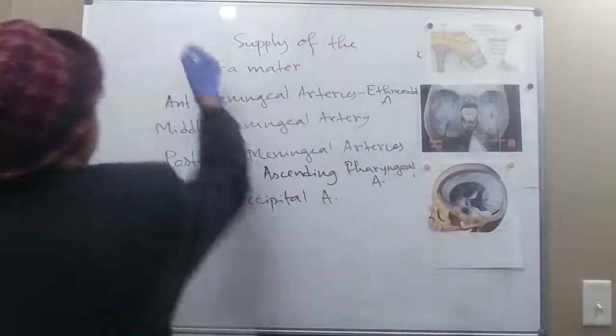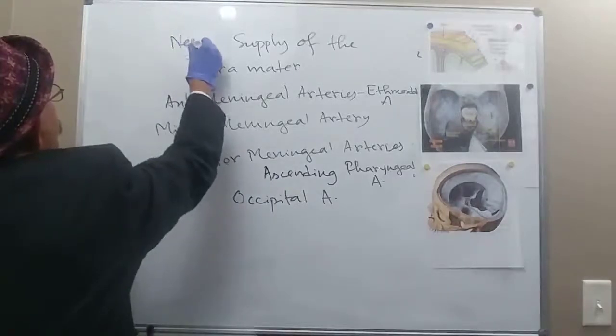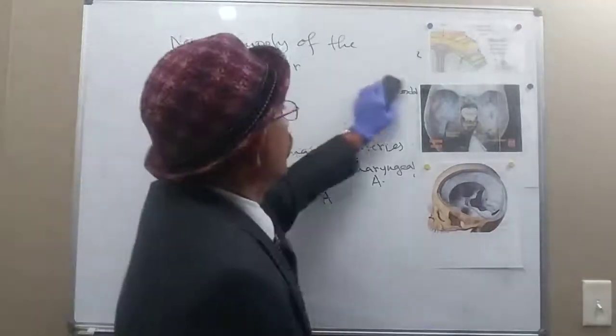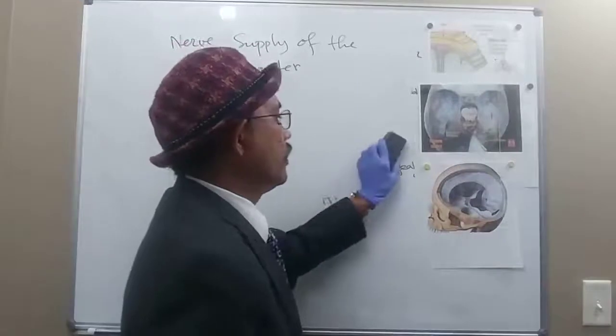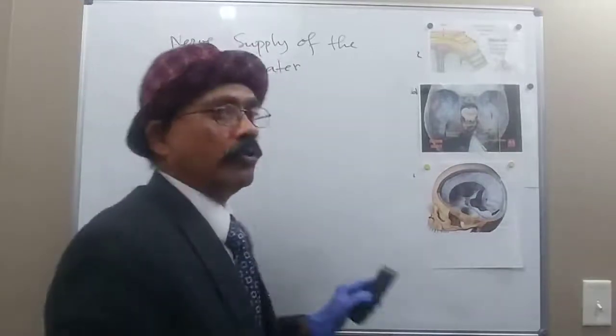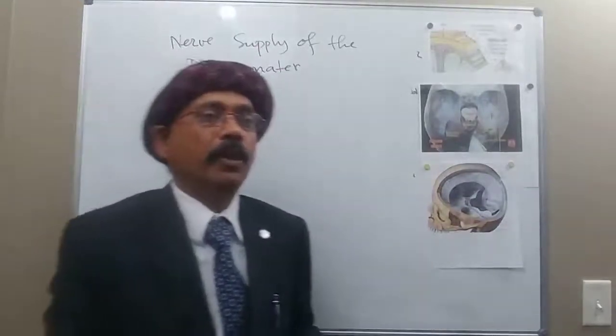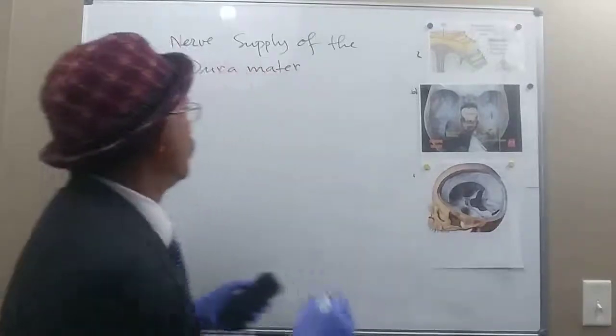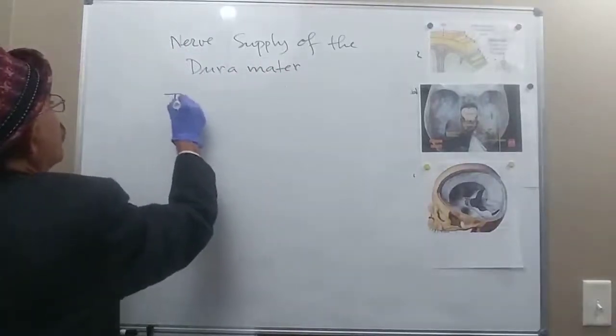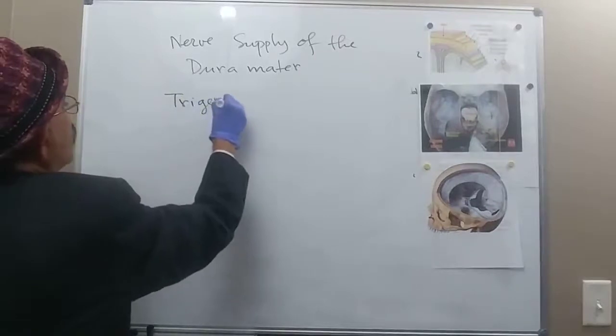Now we'll go to the nerve supply of the dura mater. What is the nerve supply? The nerve supply is from the trigeminal nerve. Mostly they get their nerve supply from the trigeminal nerve.